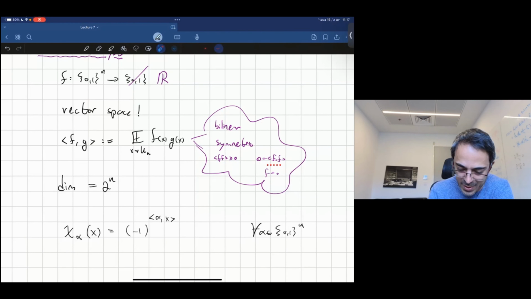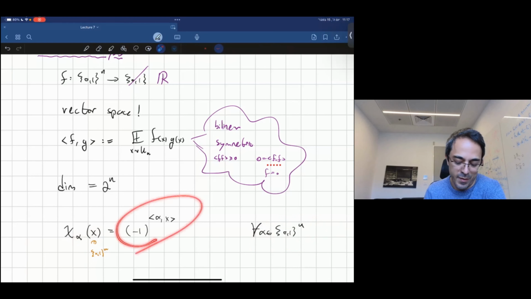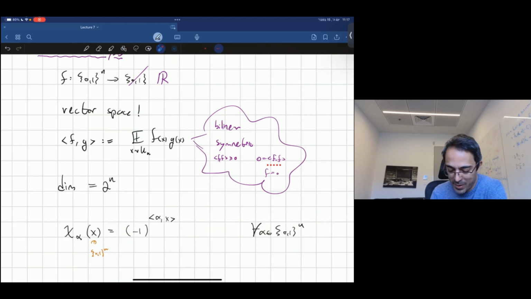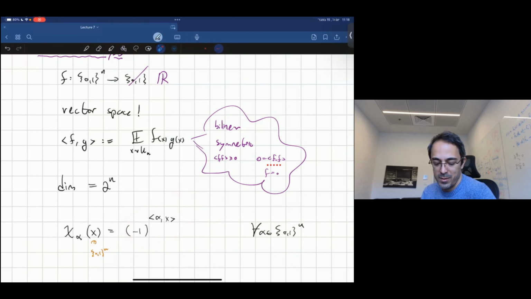So chi alpha is a function. x is an element in the Boolean cube. When you give me an element in the Boolean cube, that function, which is also indexed by an element of the Boolean cube, is either minus 1 or 1, depending on the inner product between alpha and x. If you remember what we did when we talked about Cayley graphs and characters, these are precisely the characters of the Boolean cube.